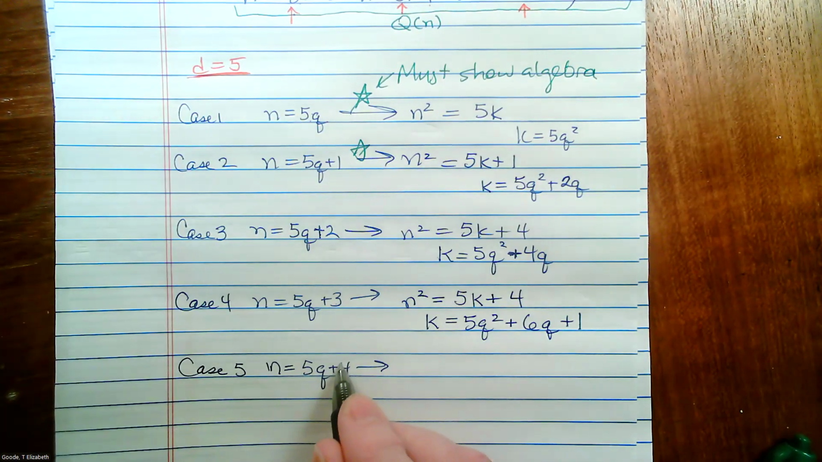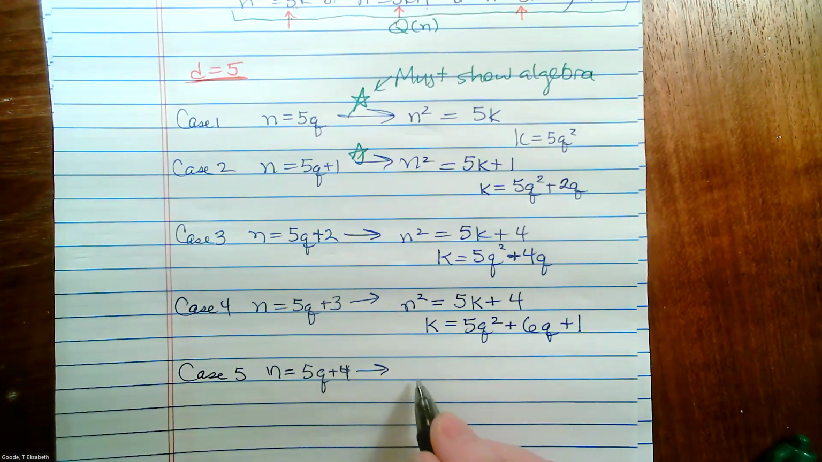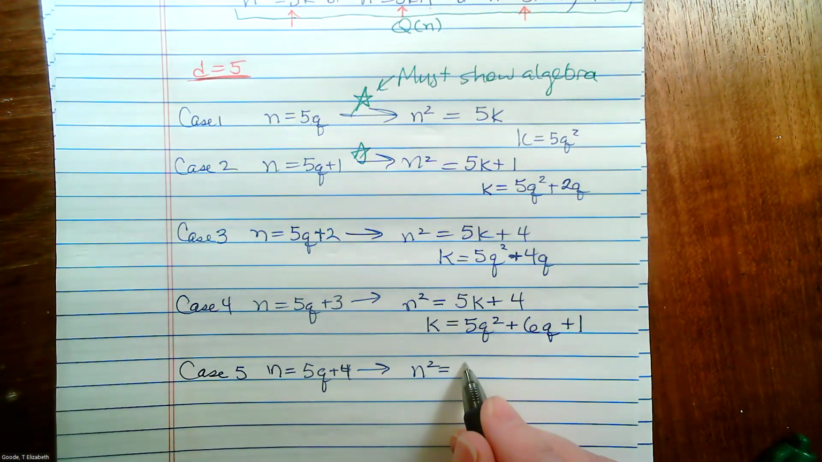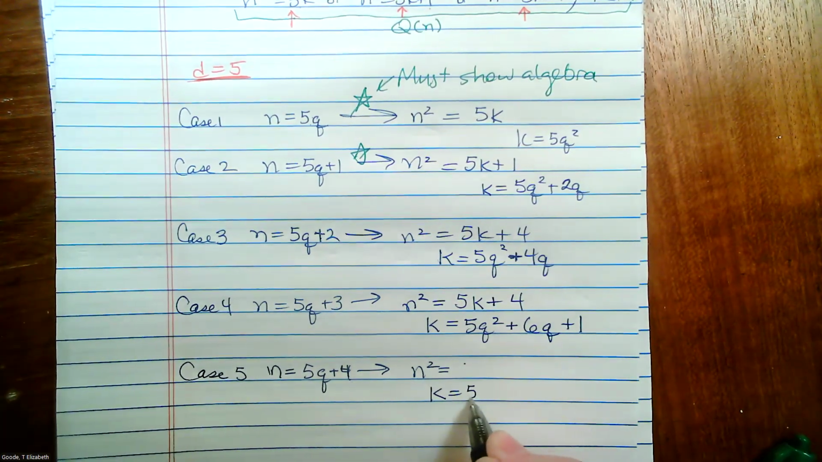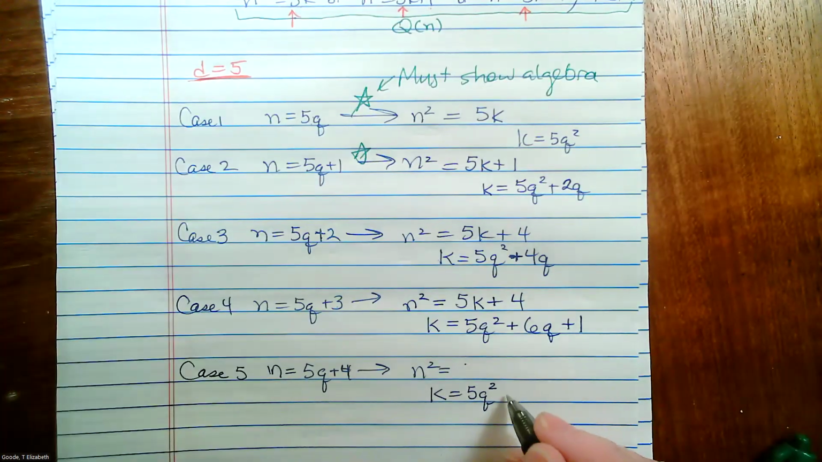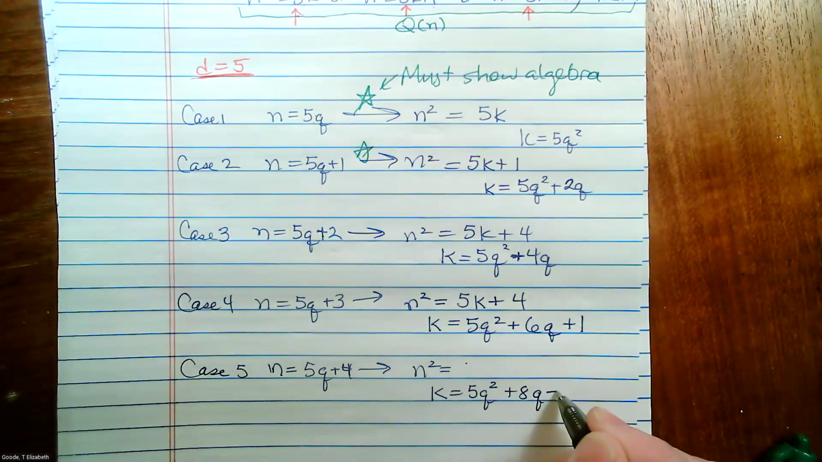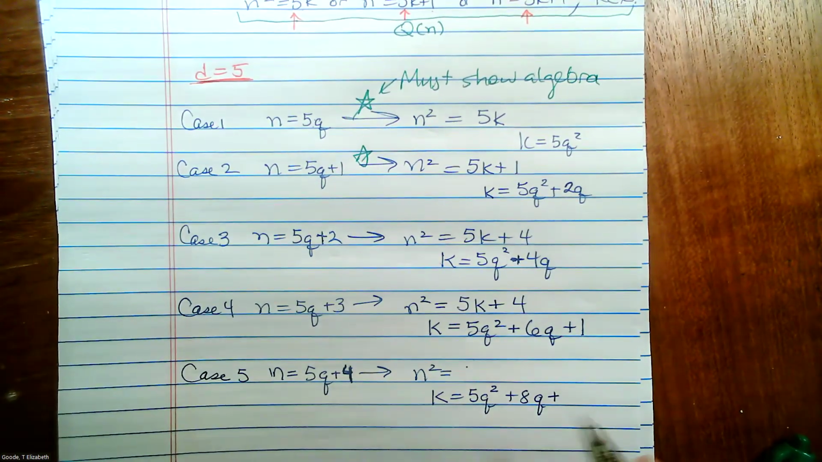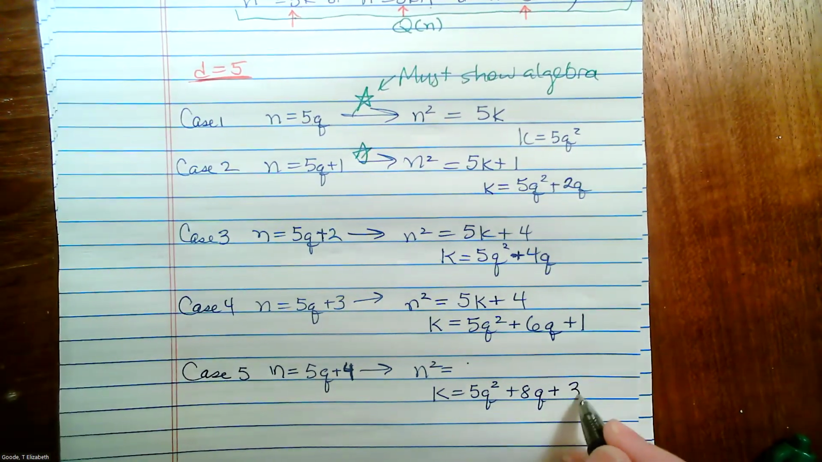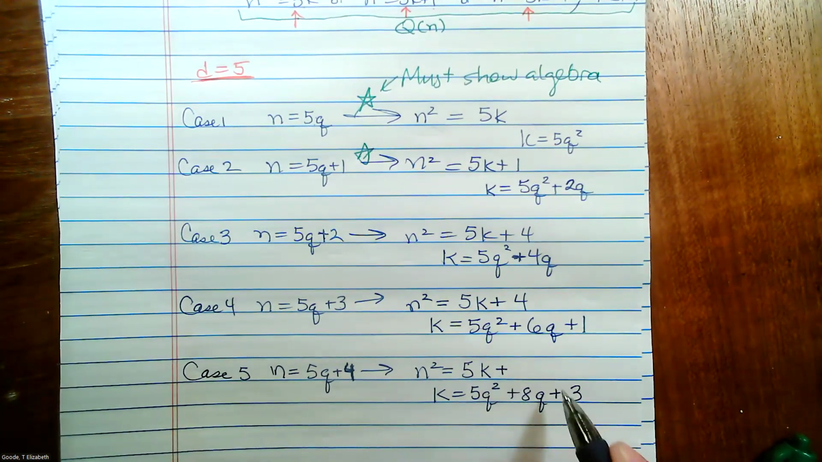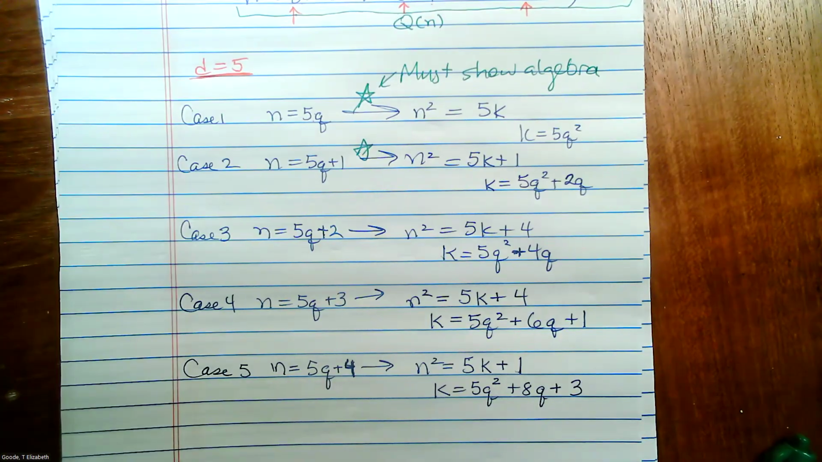All right. And for number 5, it was K is equal to 5Q squared plus 8Q plus 3. Let's see. Wait a second. 20, 40. Yeah, plus 8Q plus 3. That's right, because 4 squared turns out to be 16. So you pull out 3 fives from that. And so what's your remainder? 15 plus 1, and then the remainder is plus 1. That's right. You did them right.